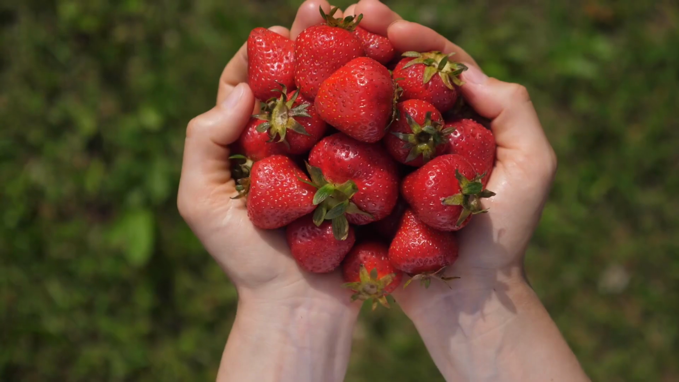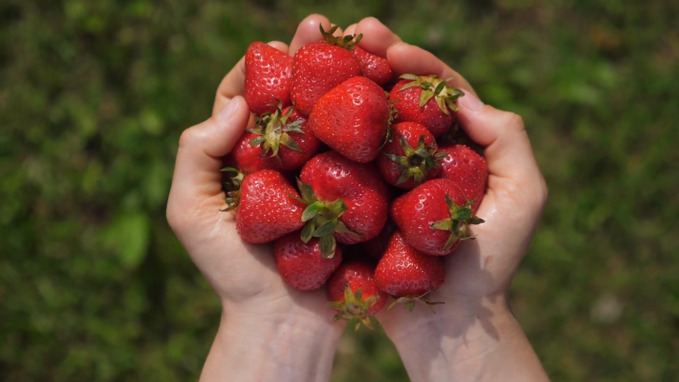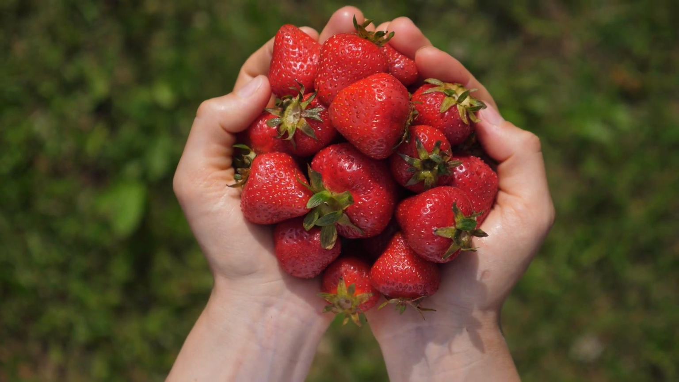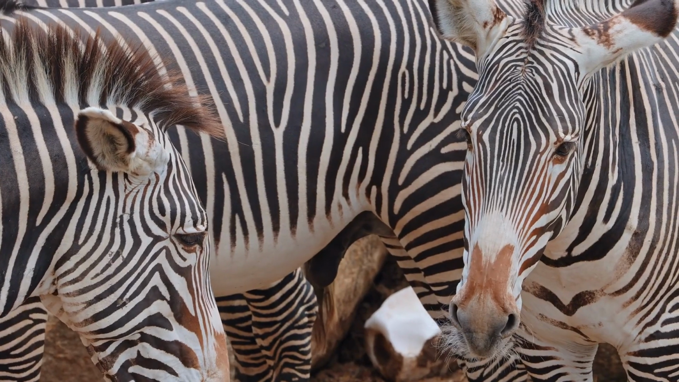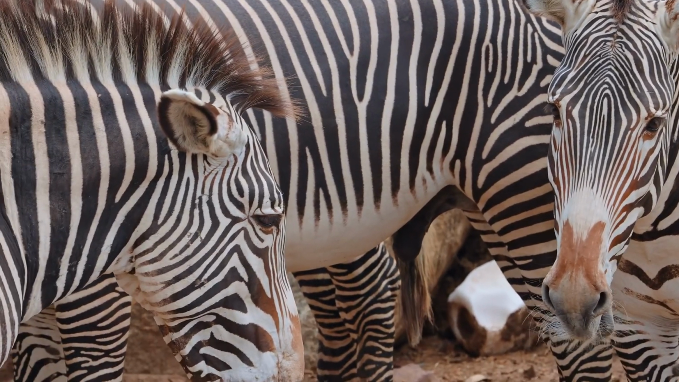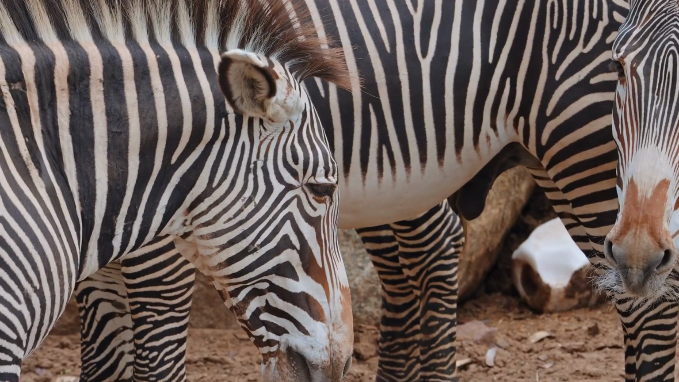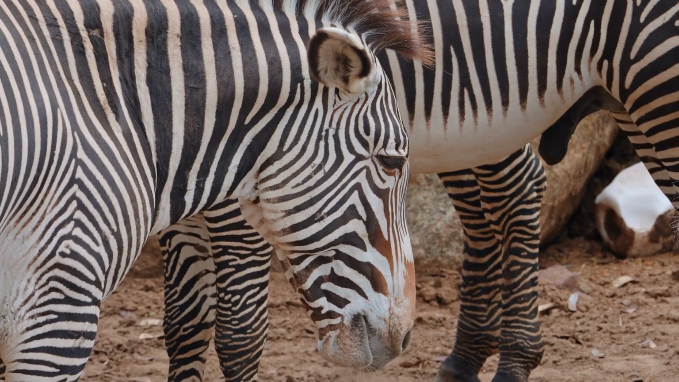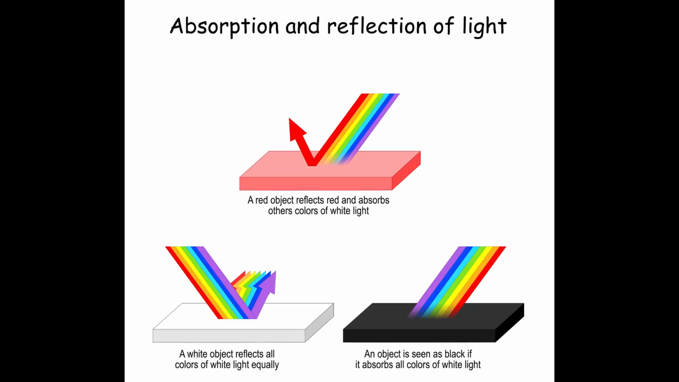Some objects reflect more of a certain wavelength or colour than others. For example, a strawberry reflects mostly red light and absorbs the rest. Black and white work differently to the other colours. When we see white, it's because all the light colours are being reflected by the object back at us. Black is the reverse. When we see black, it's because all the light colours are being absorbed by the object.